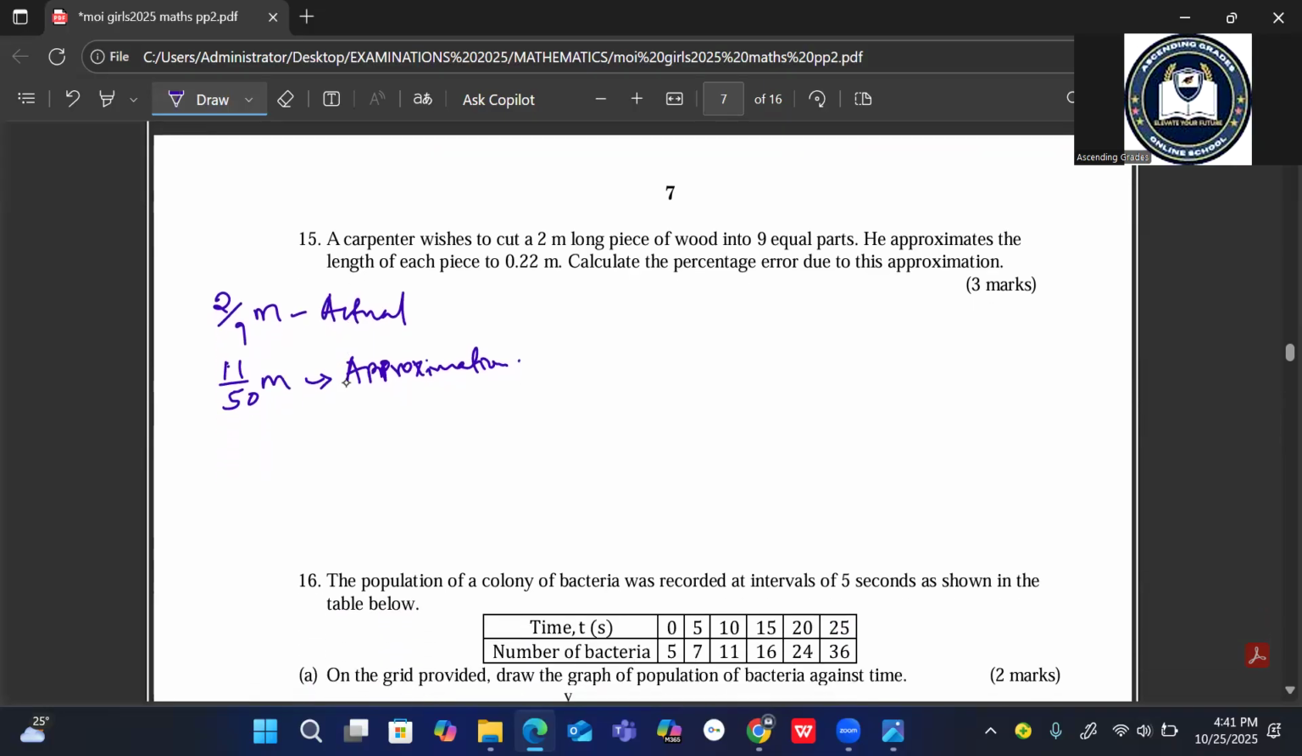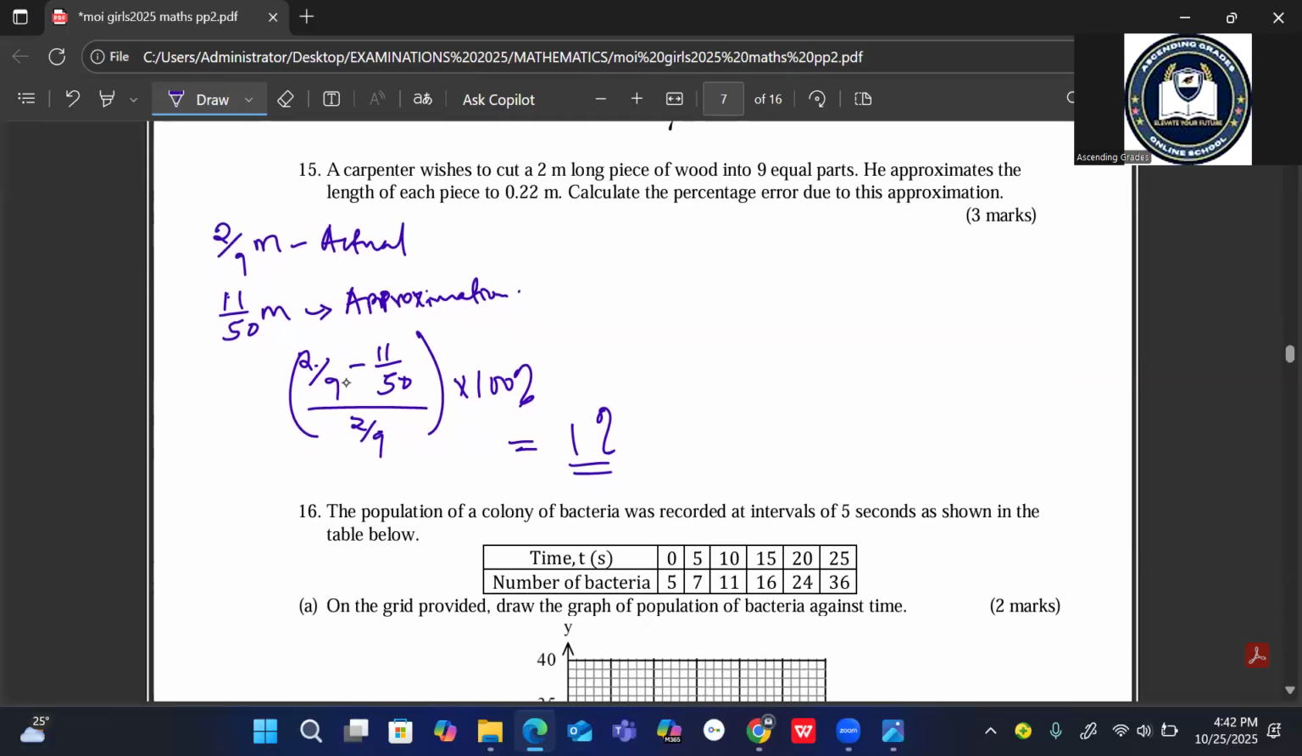So we shall simply take the actual, which is 2/9, minus the approximation, divided by the actual, which is 2/9. That's simple. Then we multiply by 100% to change it to percent. So we shall have 1%. This is the percentage error that is going to happen due to that approximation.